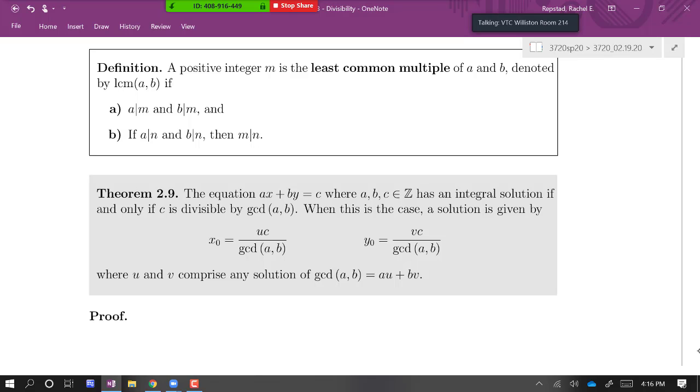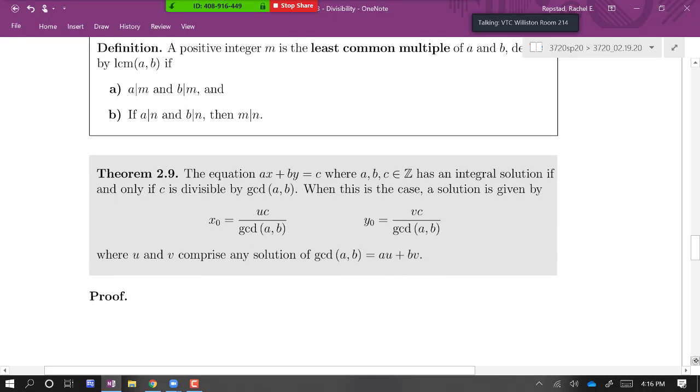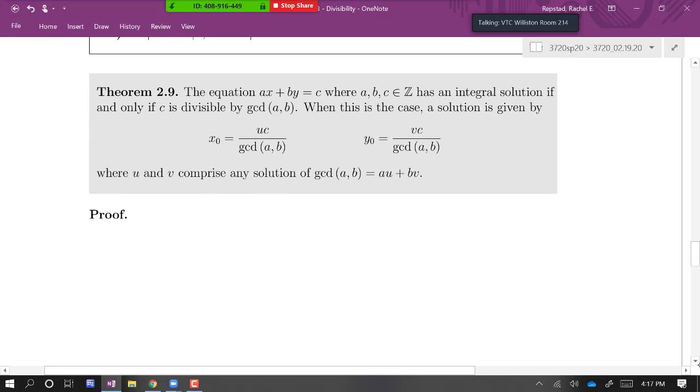All right, so let's think about linear combinations. So the equation ax plus by equals c, where a, b, and c are integers.